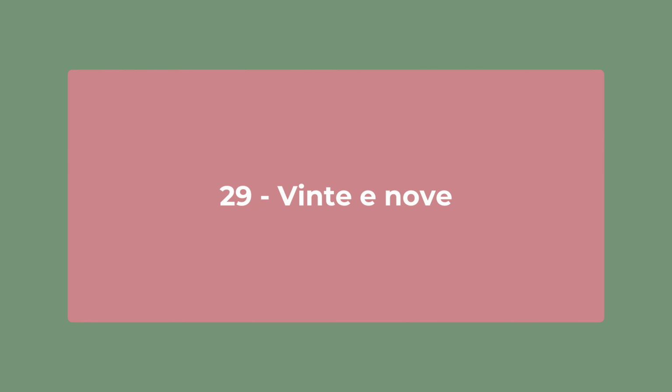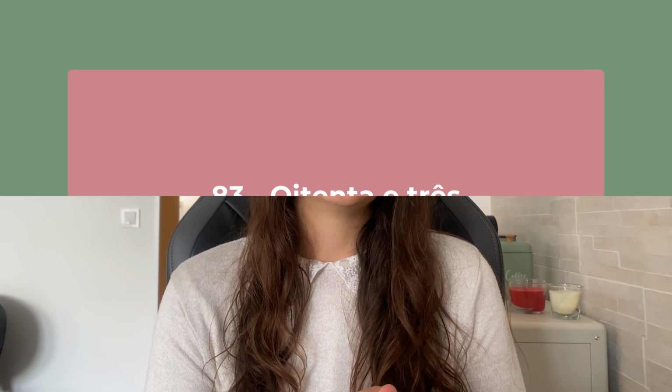Let's see some examples. So for 29, we have vinte e nove. Then for 35, we have trinta e cinco. And for 83, we have oitenta e três. Then the hundreds and thousands get really easy too, as you just need to master those ones, and then it's just adding. But before that, let's see a recap.